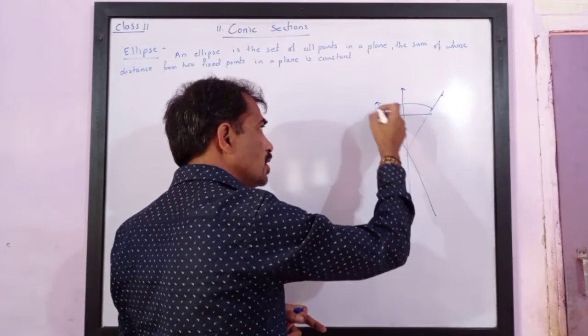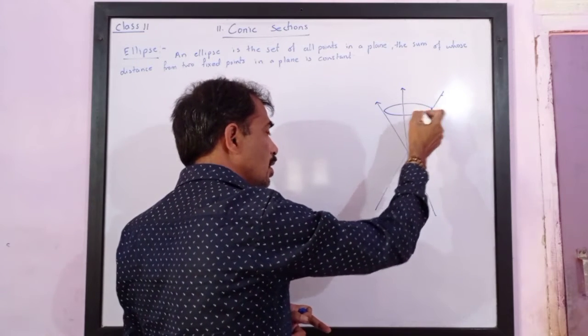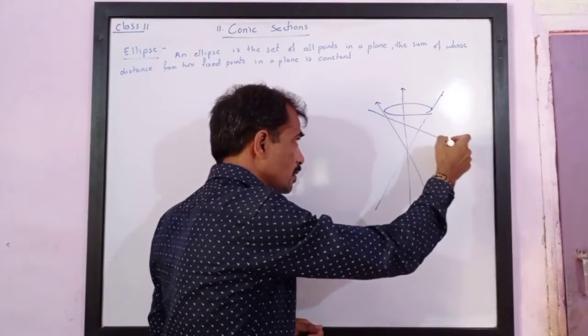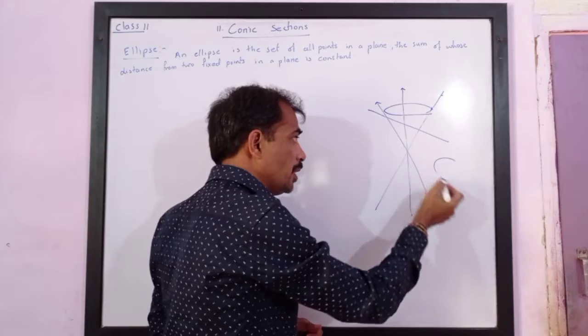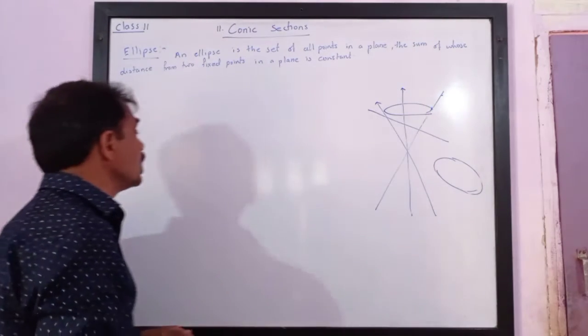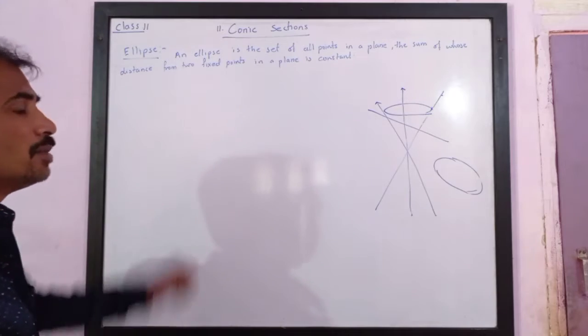And now if it is cut exactly horizontally, we get a circle. But if it is cut like this, then we get an elliptical round figure. This elliptical round figure is called an ellipse.